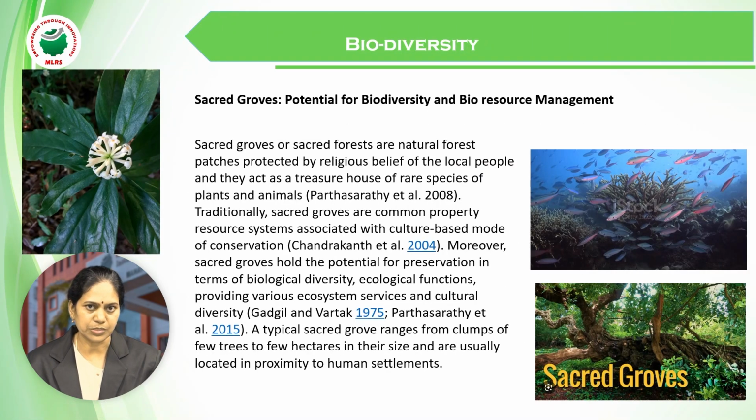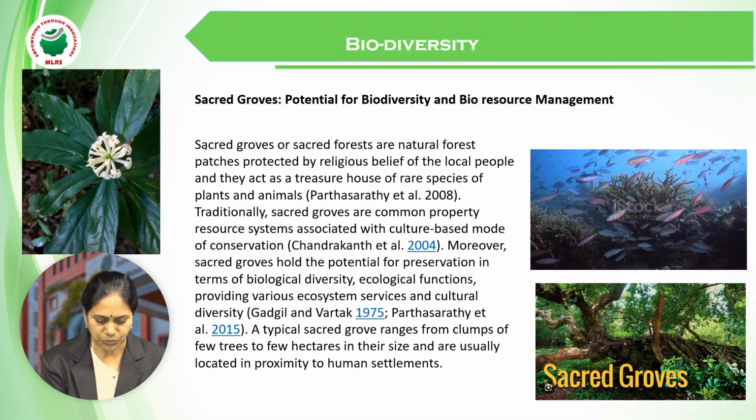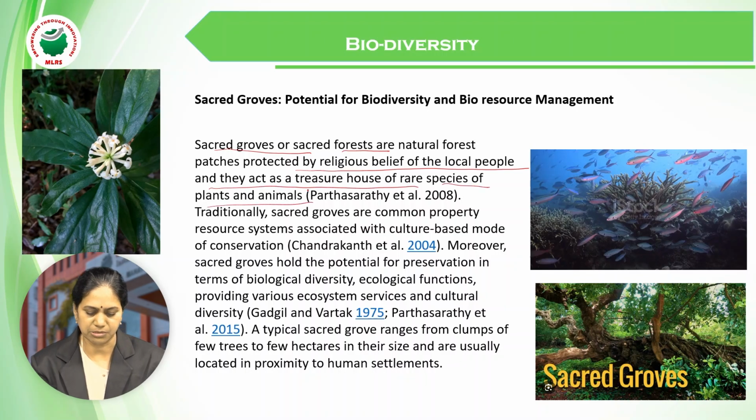Next, sacred groves. It also comes under what they call ex situ kind of conservation. So these are sacred groves, or they are also called sacred forests. They are natural forests only, and they are protected by religious belief of the local people, and they act as a treasure house of rare species of plants and animals. So natural forests protected by the locals. It may be the tribals who are protecting them. So that is what we mean by sacred groves.